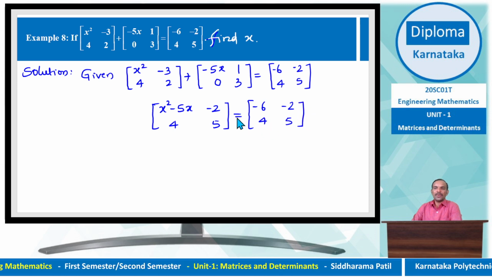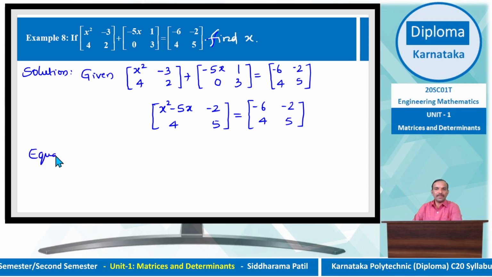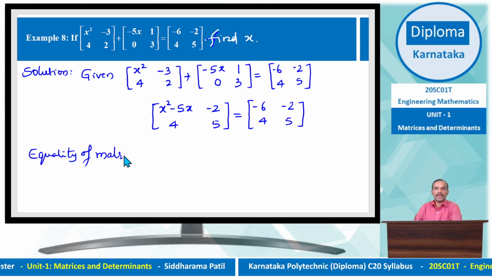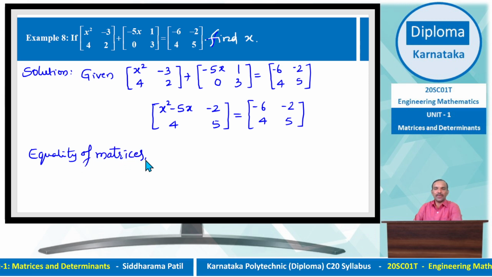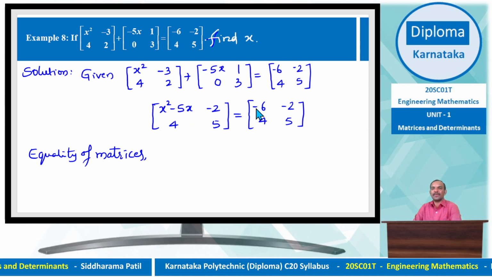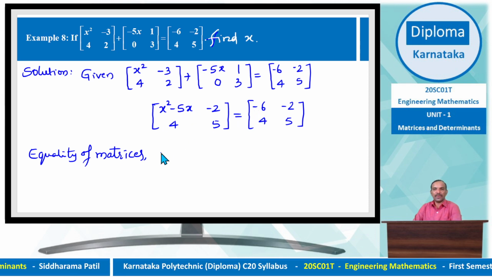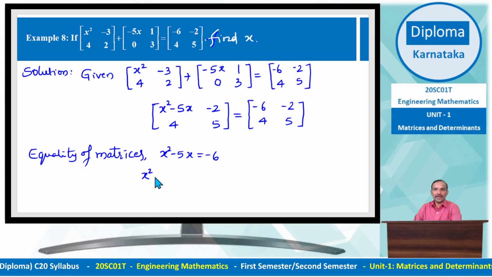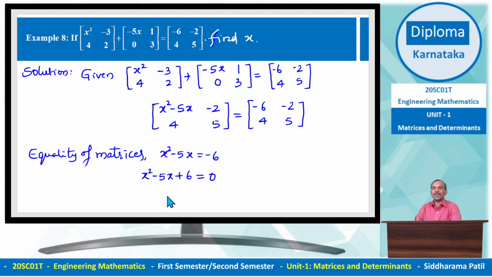Now here two matrices are equal, again by equality of matrices. By equality of matrices, what are you going to write? Corresponding elements are equal. The first element is x square minus 5x, and the first element on the right is minus 6. Therefore, x square minus 5x is equal to minus 6. Bringing minus 6 here becomes plus 6. x square minus 5x plus 6 equal to 0.